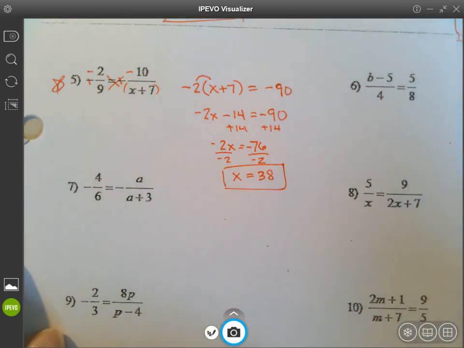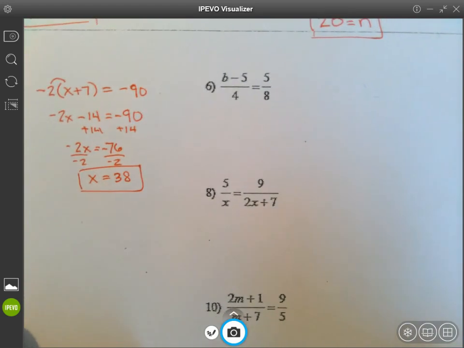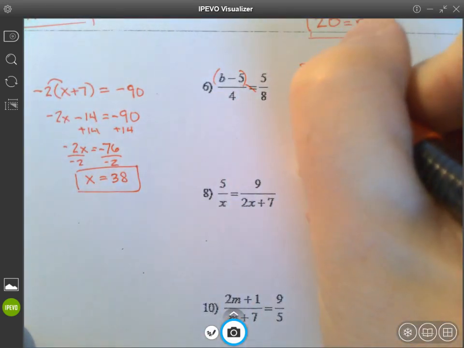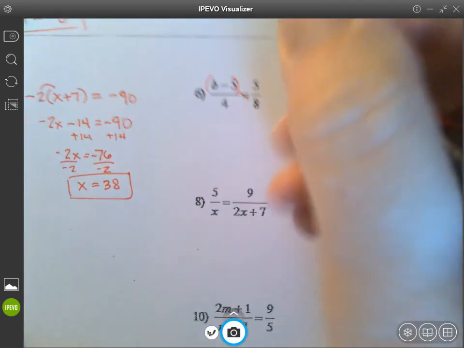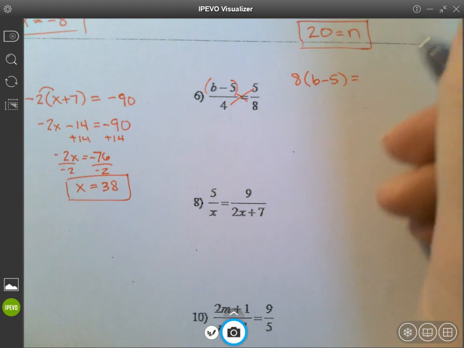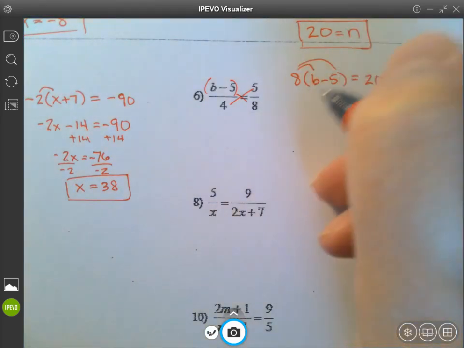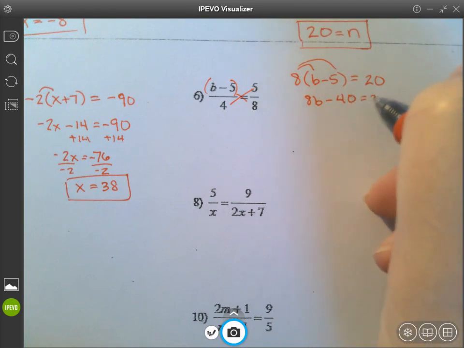Okay. Let's move on to number 6. Very similar idea, but the two pieces are up here. So when I cross multiply, I'm going to write 8 times b minus 5 equals 4 times 5. And again, you can write that out or you can write it out as a problem. All right, so I'm going to go ahead and distribute. 8b minus 40 equals 20.